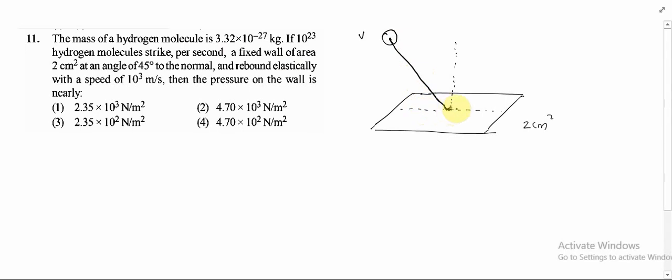and it rebounds elastically. So the final velocity is also v. The mass of the hydrogen molecule is m. So the initial momentum is p, and the final momentum is also p. We know p is equal to mass into velocity. Since it rebounds elastically, the final velocity is equal to the initial velocity, or we can say the initial momentum is equal to the final momentum.